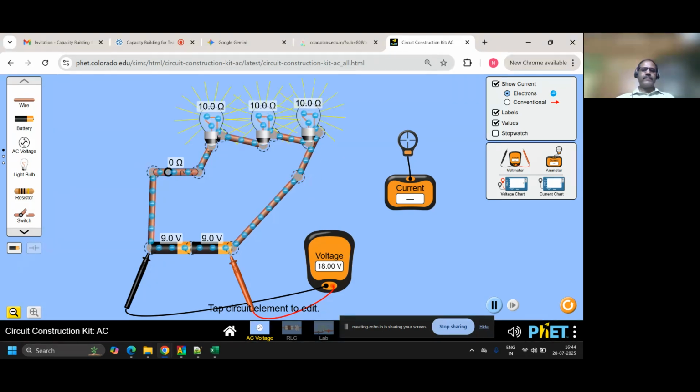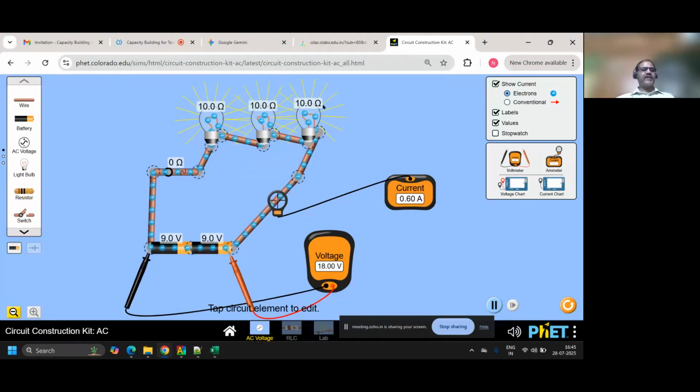Now you can see the bulbs are glowing, not that bright. Voltage is 18. Current is only 0.6 amperes because 10 plus 10 plus 10, 30 ohms resistance is there. Right? V by I, 18 divided by 30 ohms, you get this current. So you can show how batteries can be connected in series or parallel, how bulbs can be connected in series or parallel. Correct.